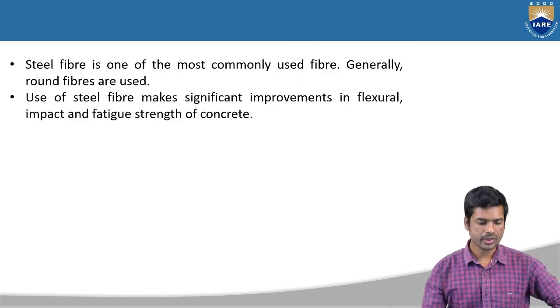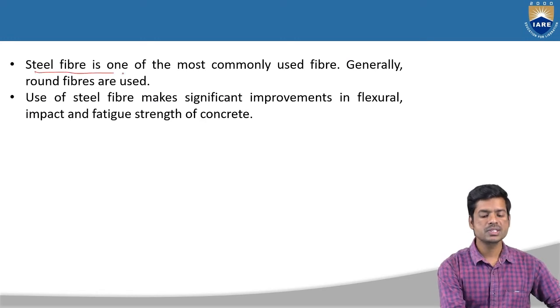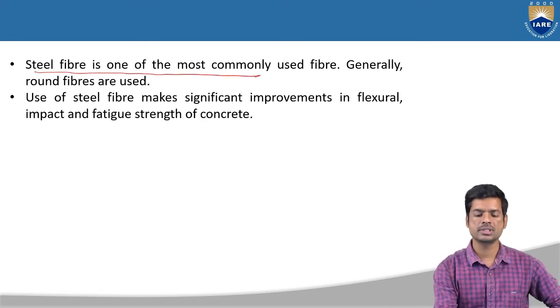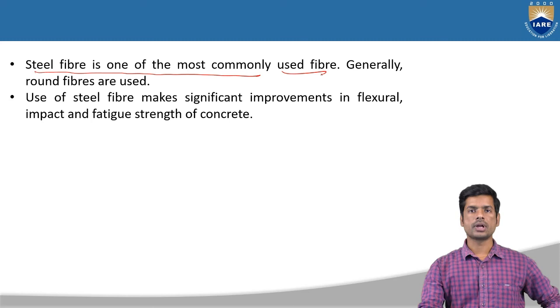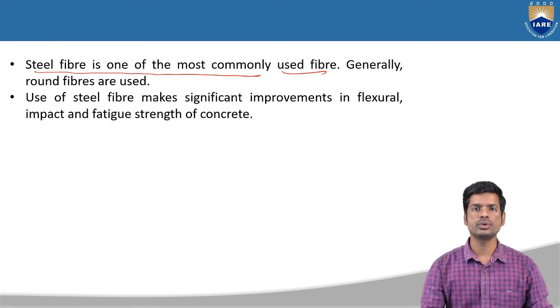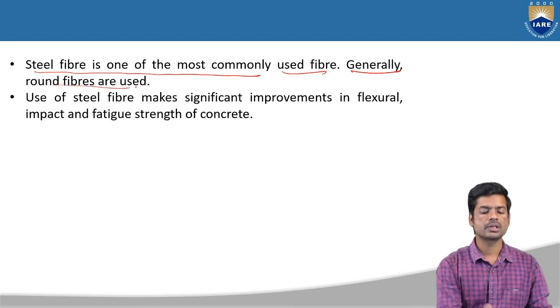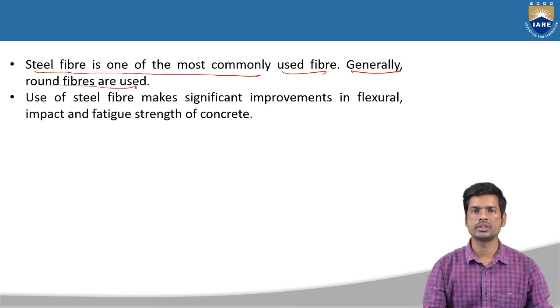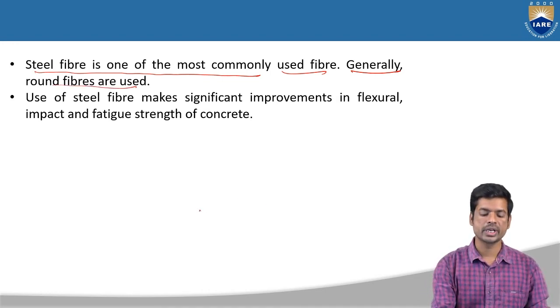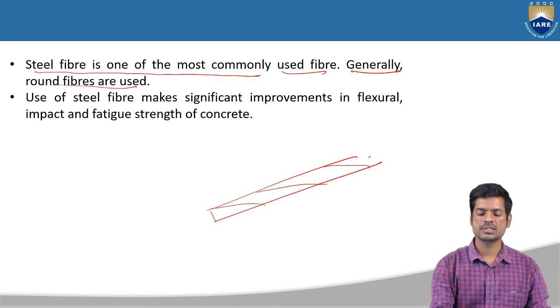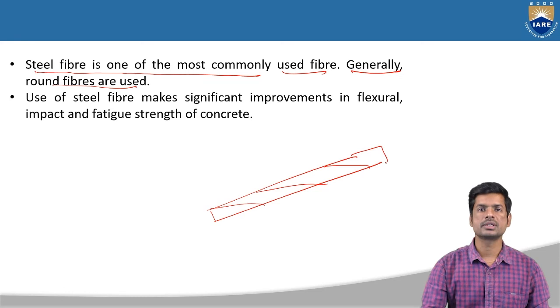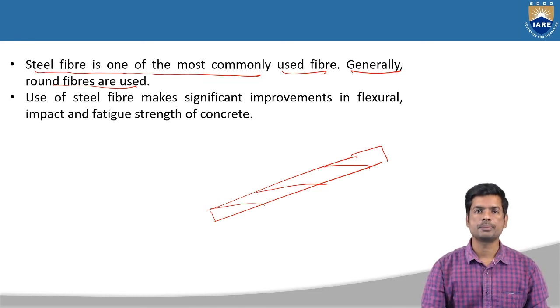Next, steel fibers are one of the most commonly used fibers. In concrete particularly, we are going to use steel fibers majorly. Generally round fibers are used. You have already observed this at the construction site. So reinforcing steel will be used as fibers in the concrete to improve the tensile properties.